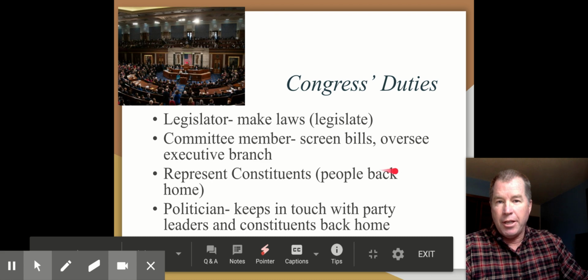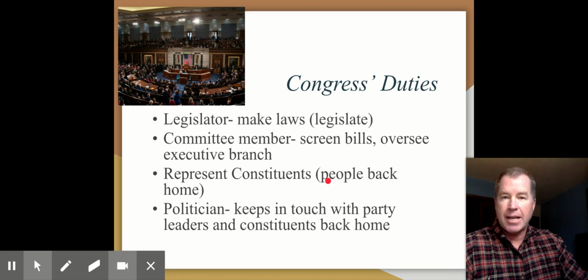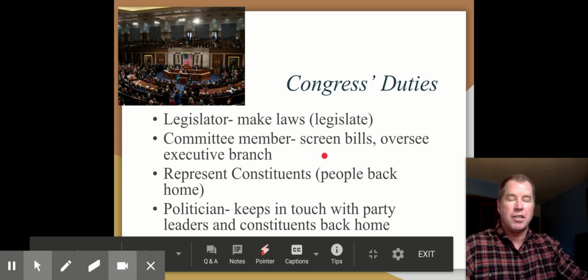Duties, what do they do? They try to make this fast. They legislate. They're legislators. They make laws. That's legislation. They are members in committees. Committees have really important jobs. They screen bills. They oversee. They maybe monitor the executive branch.